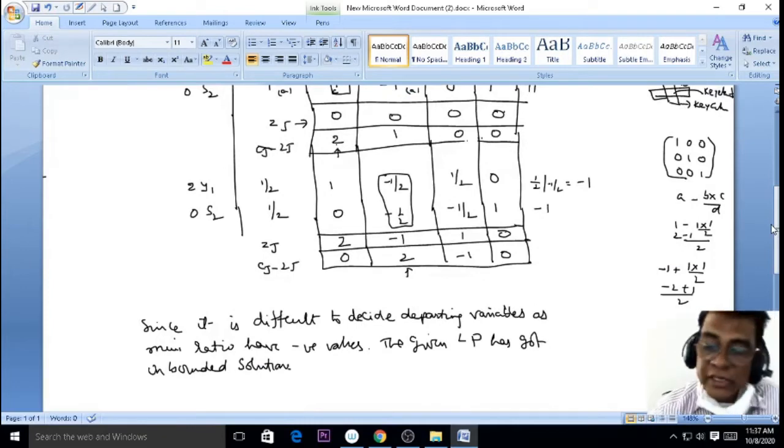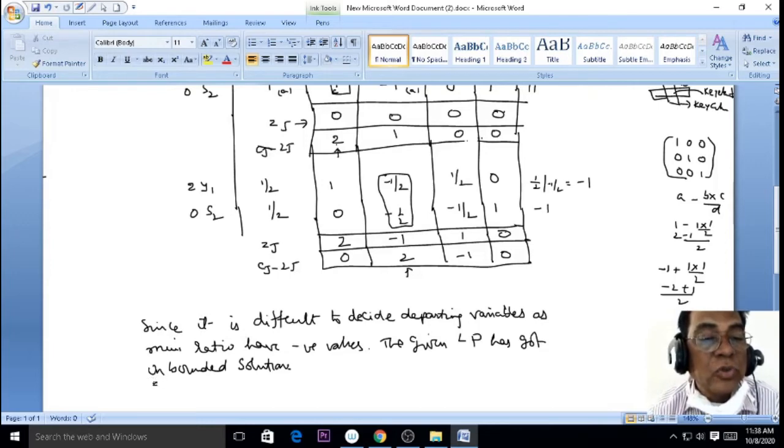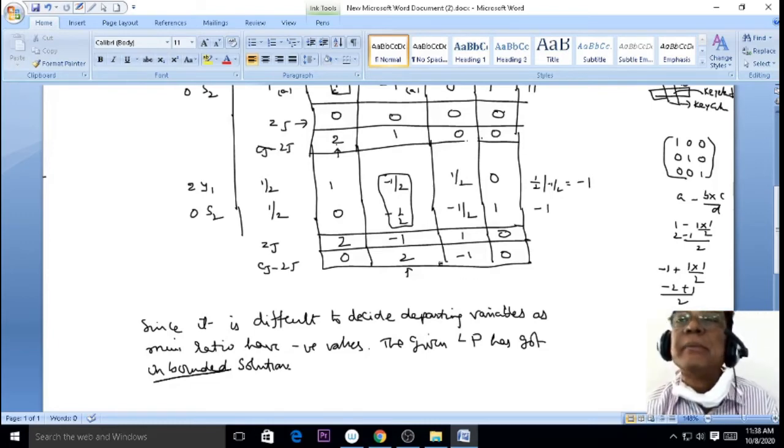Since the minimum ratio has negative values and we cannot decide the departing variable, the given LP has an unbounded solution. This is very, very important. An unbounded solution means no solution. That's all. No maximization and no minimization. So now the problem is completed. Next, go to another problem.